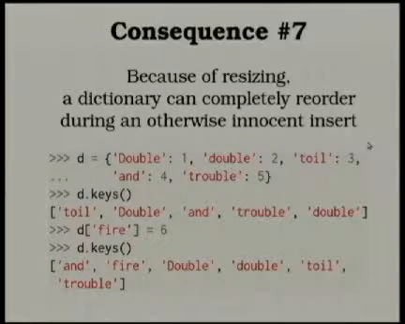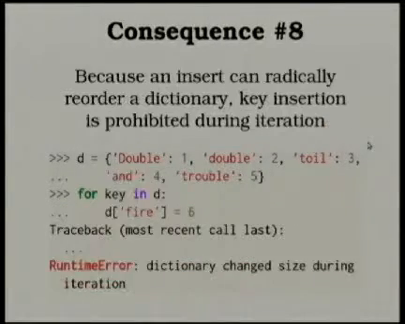We can now draw a seventh observable consequence. Because dictionaries resize aggressively, a dictionary can completely reorder during an otherwise innocent insert. You can have a dictionary whose keys are coming out in an order you've kind of gotten used to, and if you happen to add a key that throws it over that 2/3 threshold, so it's now using higher level bits to choose a completely different order for the keys, the dictionary will just come out in a completely different order.